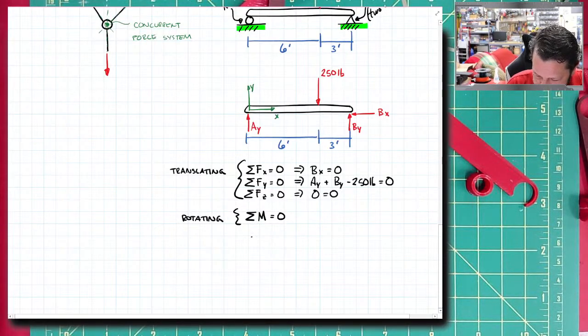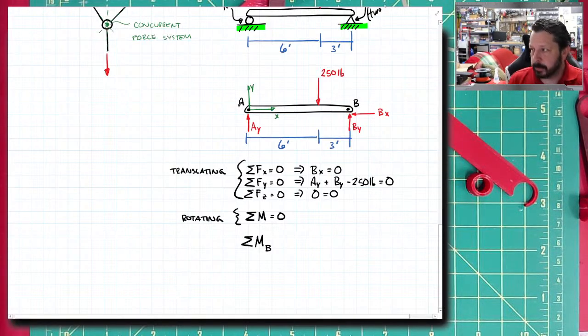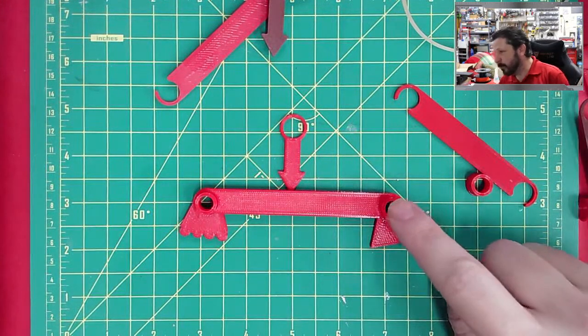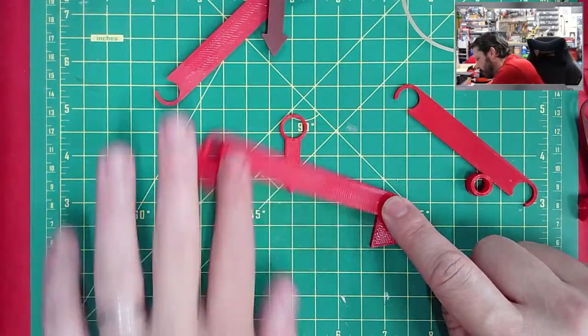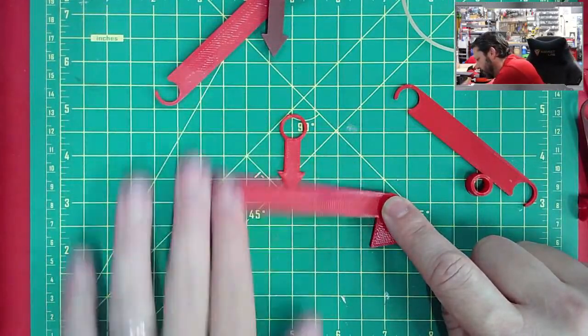So to do that, I say that the summation of moments about the pin, which I labeled B, so I'm going to call that point B, and here would be A. So the summation of moments about point B equals 0. So what that means is that this is point B. This beam isn't doing this. It's not doing that.